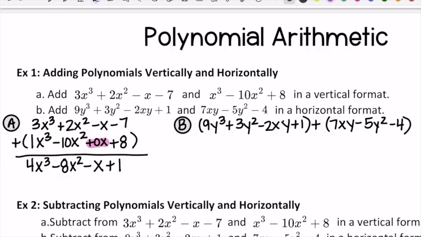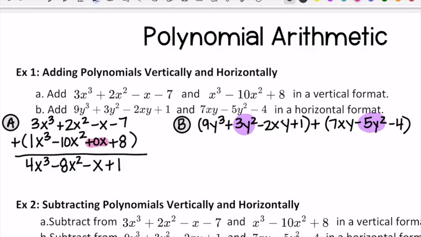So if I color code here, I have a 9y cubed. There is no y cubed over here, so we can't combine that with anything. Then I have a y squared. Well, there is a y squared there, so we're going to combine that one and that one. We have a 2xy, a negative 2xy, and a 7xy, so we're going to combine those.